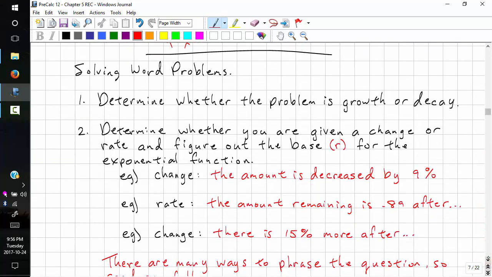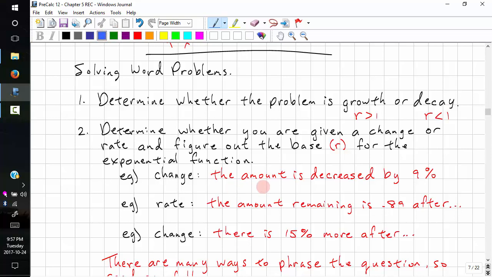Solving word problems. We need to determine whether the problem is growth or decay. And we can tell if r is greater than 1 for growth or r is less than 1 for decay. You need to determine whether you are given a change or a rate, and then figure out what the base is for the exponential function.